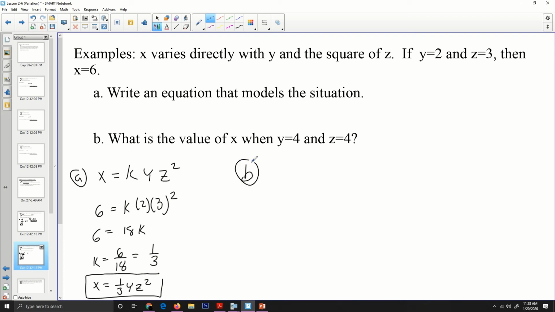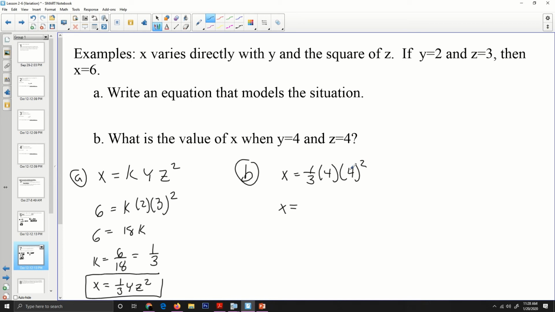And then part B: what is the value of x when y is equal to 4 and z is equal to 4? I'll have 1/3, I'll have y equal to 4, I'll have z equal to 4. Then x equals a third times, let's do it in the proper order, 4 squared is 16.